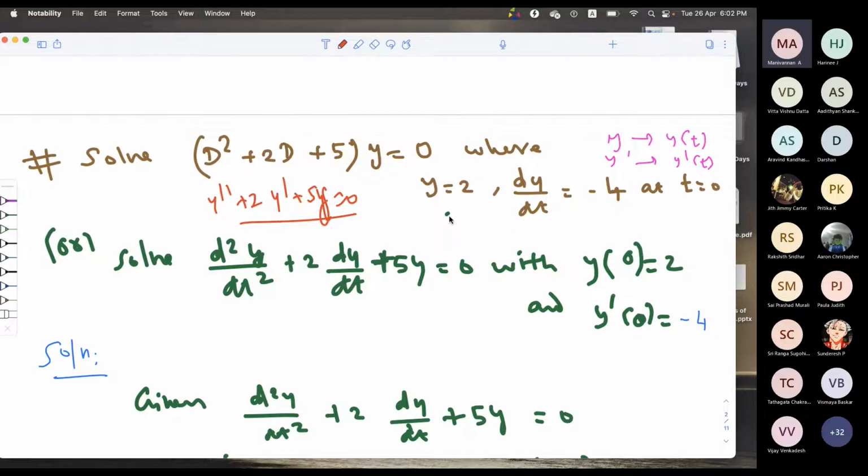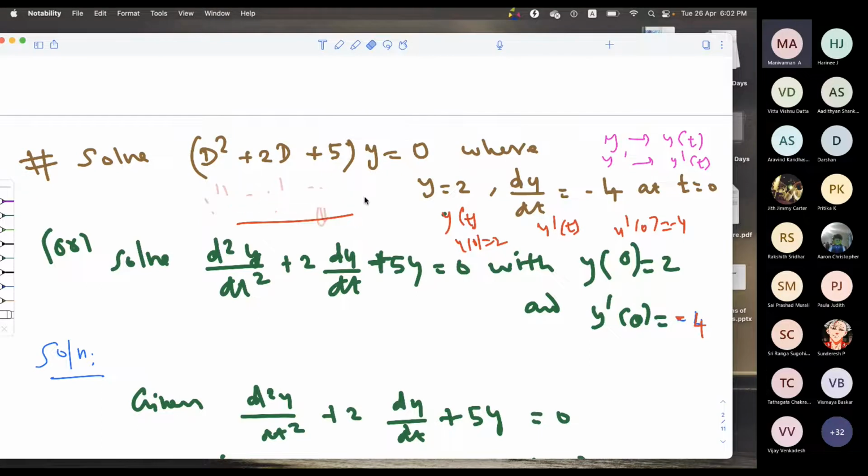Here y means y of t, and dy by dt means the derivative of y of t. At t equals 0, y of 0 is 2 and y derivative of 0 is -4. Have you got the point? These initial conditions can also be mentioned in the statement, so these are the alternative ways in which this problem can be given.